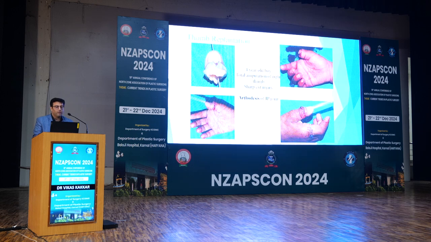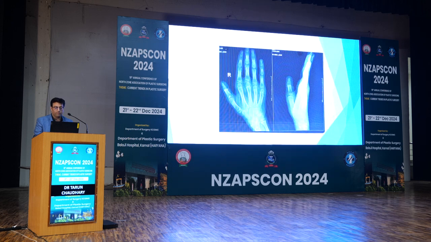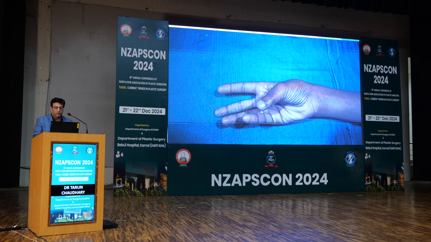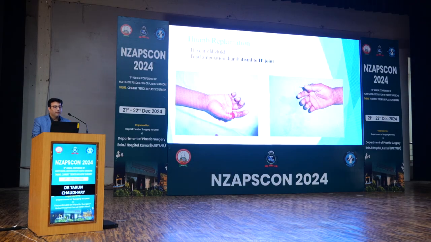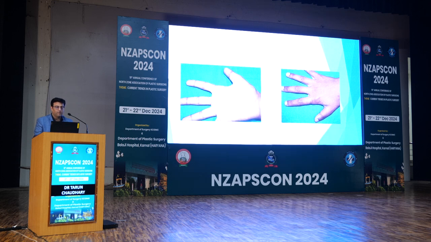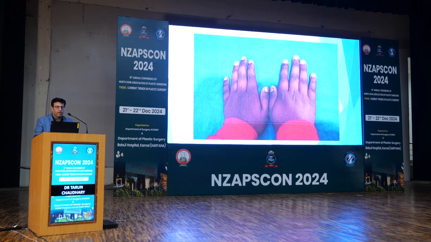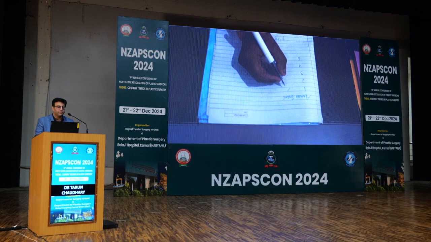Another case of a 4-year-old with a sharp injury. Again, we had to do the arthrodesis of the IP joint. This is the X-ray of the patient, and the patient is able to do his routine activities. Another case of an 11-year-old child with total amputation distal to the IP joint, and the implantation was successful. Almost near bone short length was achieved.